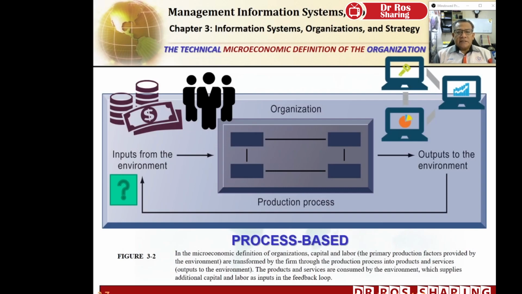Okay, here is the diagram that shows the interrelationship between the organization, right? And it is basically related to output, production process, and also input. So this is basically the technical perspective, the first definition that we discussed earlier. In the technical perspective, it is based on the process, the working process, right?